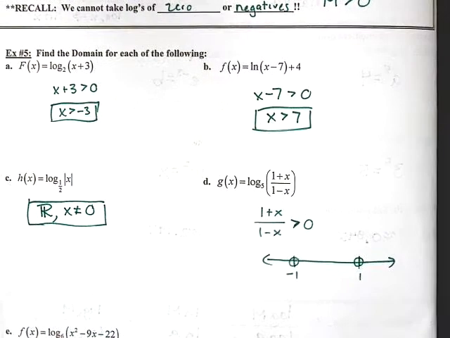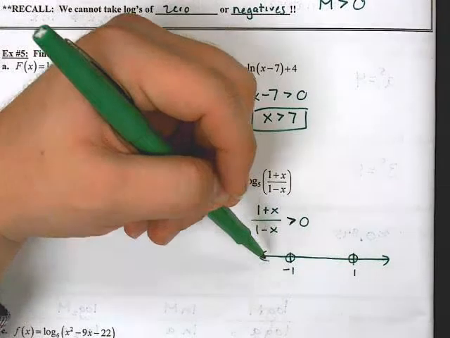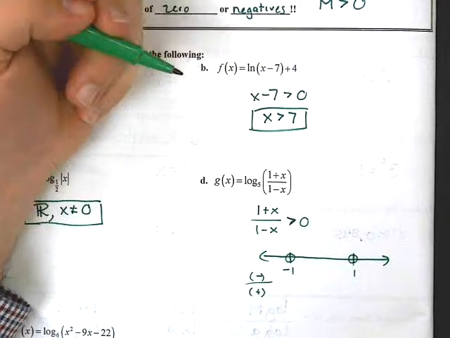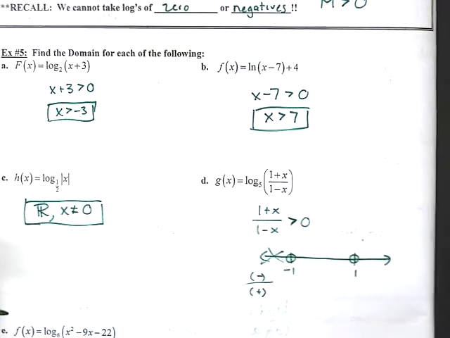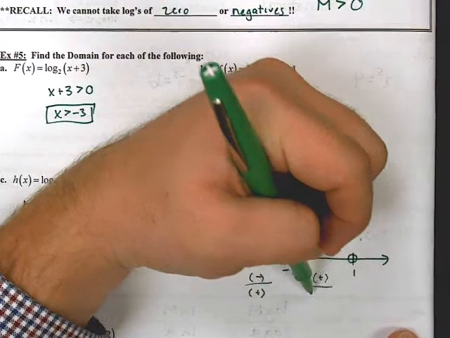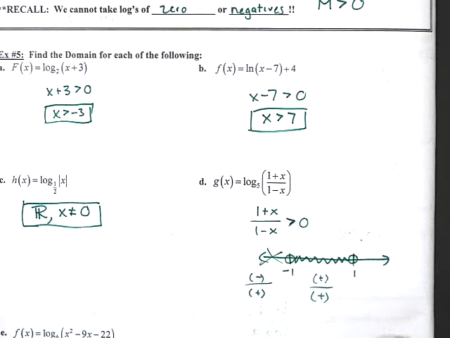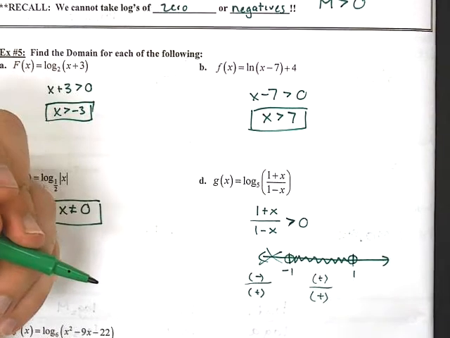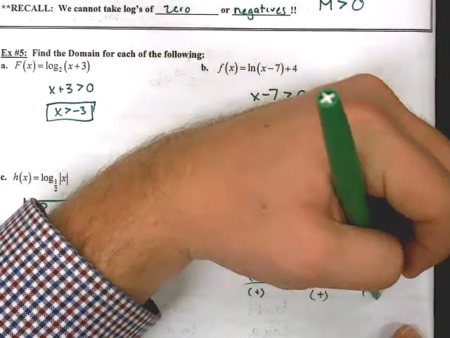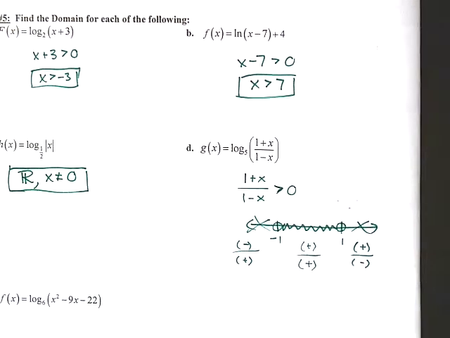Now you test. Okay, plug in negative 5. If I plug in negative 5, what do I get? I get a negative over a positive, which is negative, so I don't want that section. How about if I plug in 0? Ooh, a positive divided by a positive. This is good. That's what I want. And lastly, what if I plug in positive 5? Well, then I'll have a positive over a negative, which is negative. I don't want it.